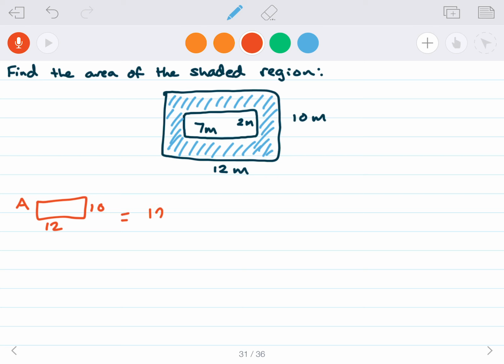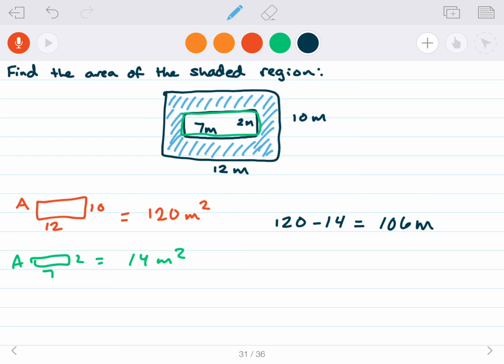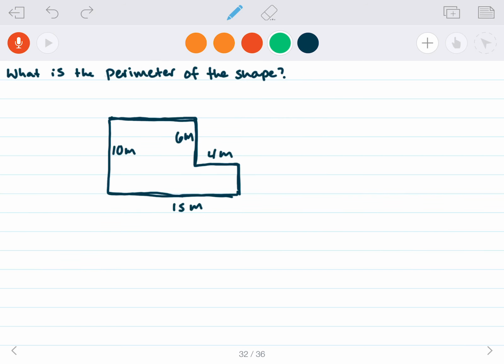Okay, so the area of the big rectangle, this 12 by 10 rectangle, well, 12 times 10 is going to give us 120. And it looks like we're in meters, so this is meters squared. And the area of the small rectangle is 7 by 2 meters, so the area of this little skinny one, 7 by 2, is going to give us 14 meters squared. So we take the area of the larger, which is 120, minus the area of the smaller, which is 14, and that's going to give us 106 meters squared as our final answer.